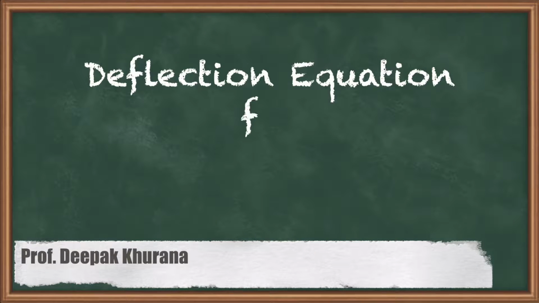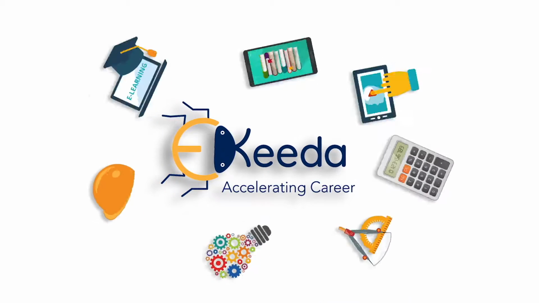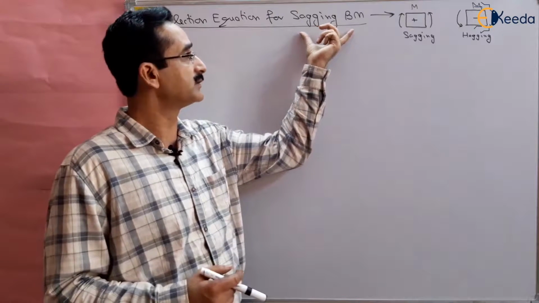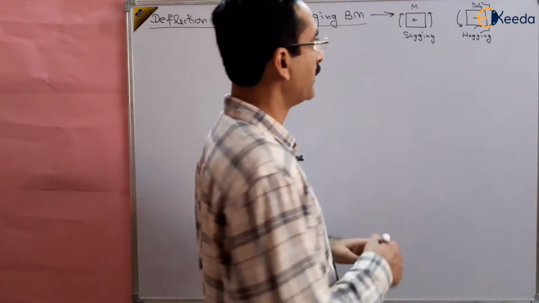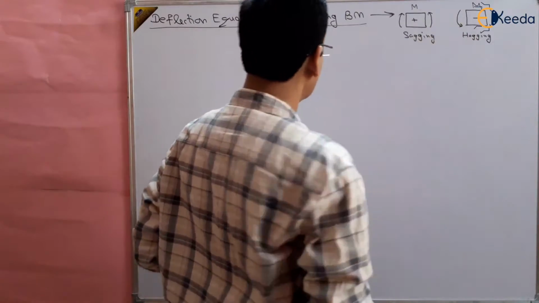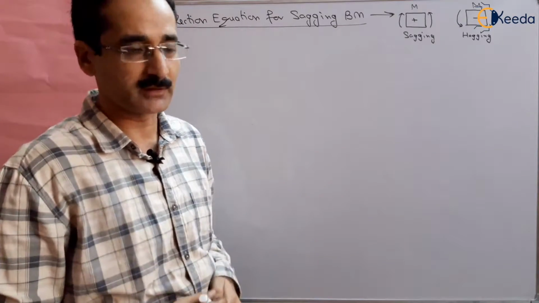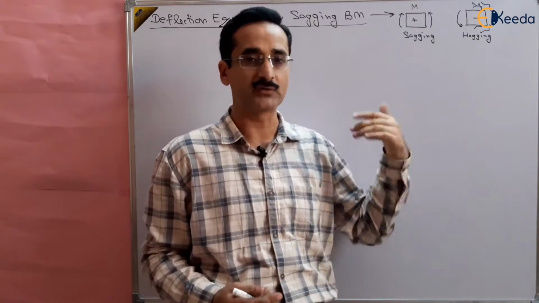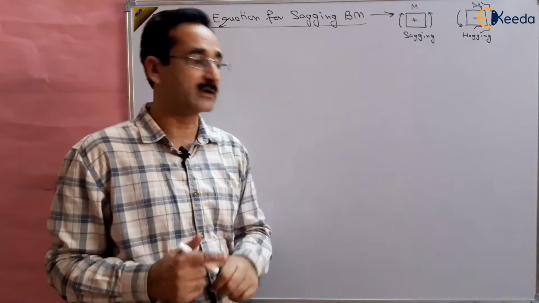Hello students, in this session we are going to study the deflection equation for sagging bending moment. First of all, we will study the sagging bending moment and then we will study the hogging bending moment. These are the two types of bending moment, and we have to derive the deflection equation. What is the deflection equation? We will be using that deflection equation in finding the deflection and slope in our further sections. First we have to derive the deflection equation.